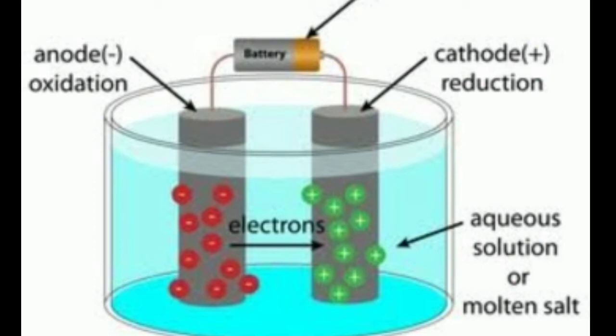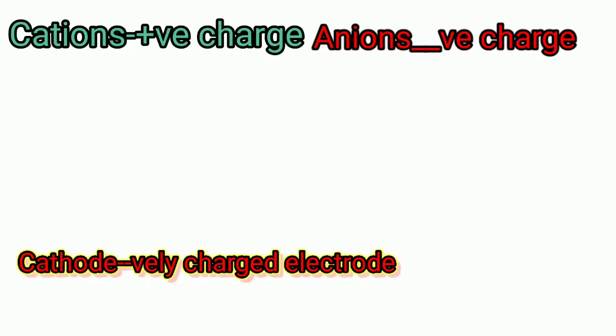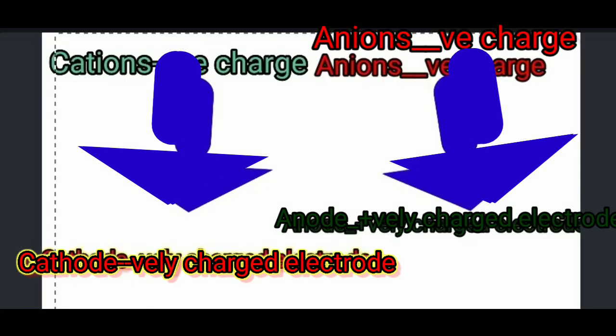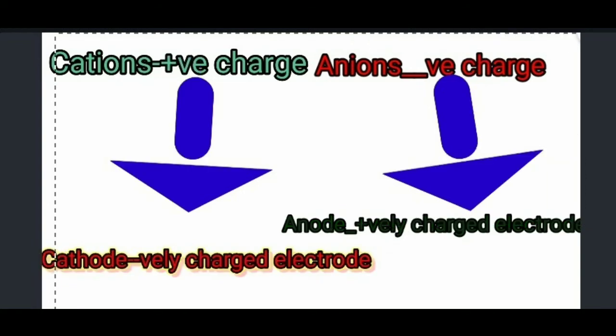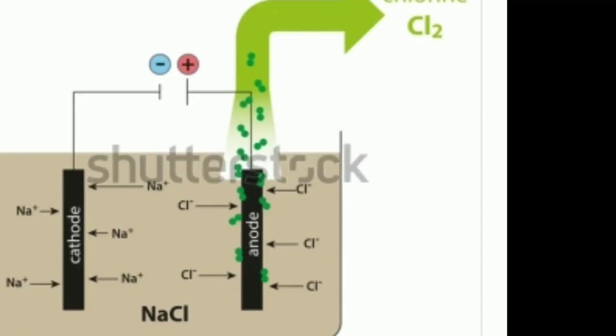In this arrangement, when electric current is passed through the solution, sodium metal gives away one electron and it becomes an electropositive ion called a cation. At the same time, the chlorine atom accepts an electron and it becomes a negatively charged ion called an anion, called the chloride ion.